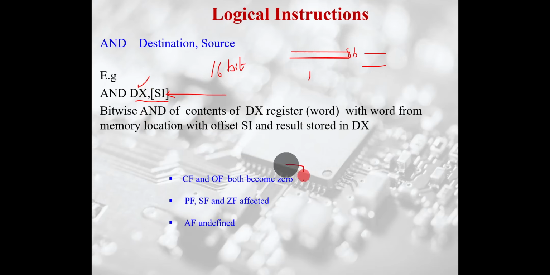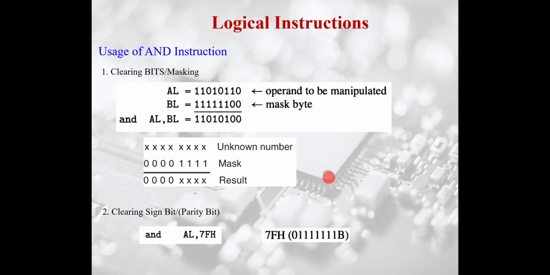Again these are the same flags, the flags which will get affected. So this only shows that you could do a 16-bit AND operation also. And finally, the 16-bit answer will be stored in the DX.